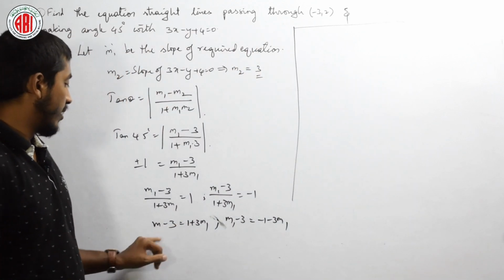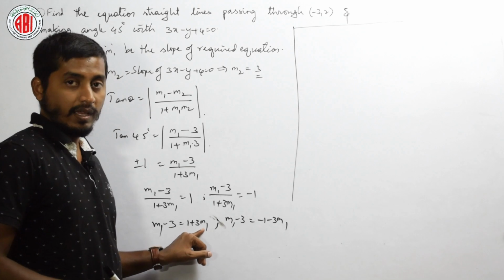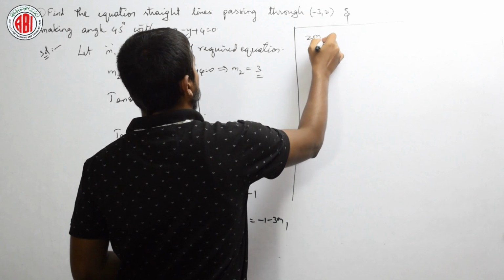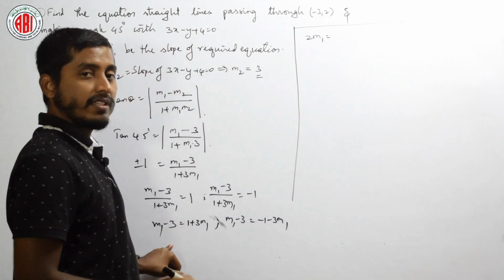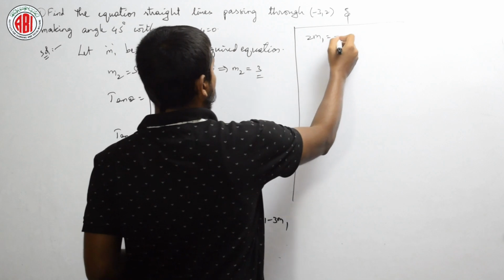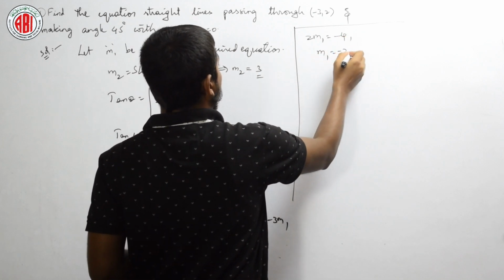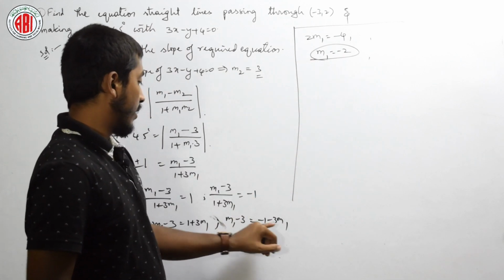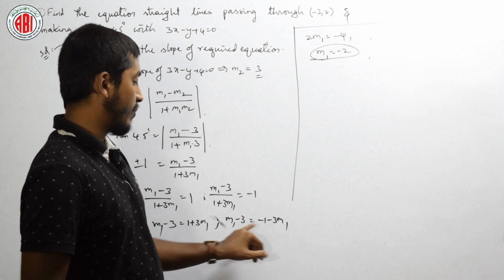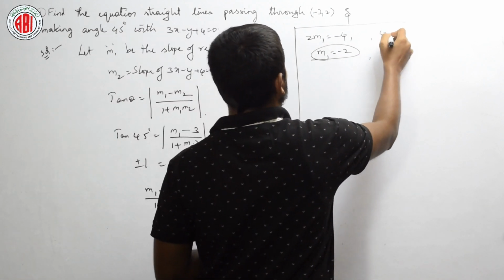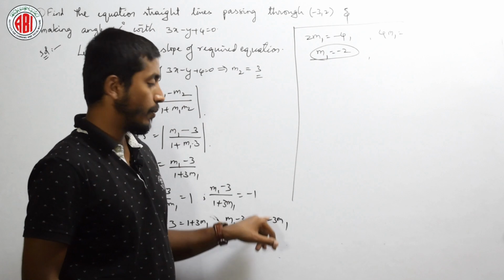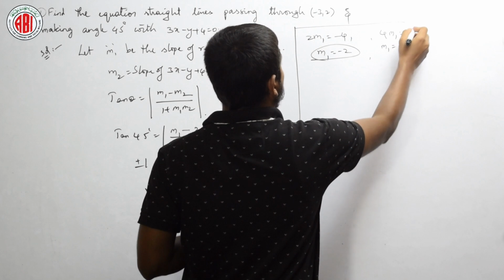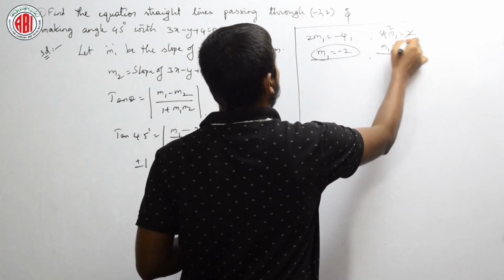Now let us simplify this. Here 3 m1 and minus m1 gives 2 m1, that is equal to minus 3. If this 1 comes to this side, it becomes minus 1, that is minus 4. Therefore m1 is minus 2. This is one value of m1. Here, let us bring this 3 m1 to this side: m1 plus 3 m1 is 4 m1, that is equal to minus 1 plus 3, that is 2. So m1 is 2 by 4, it becomes 1 by 2.